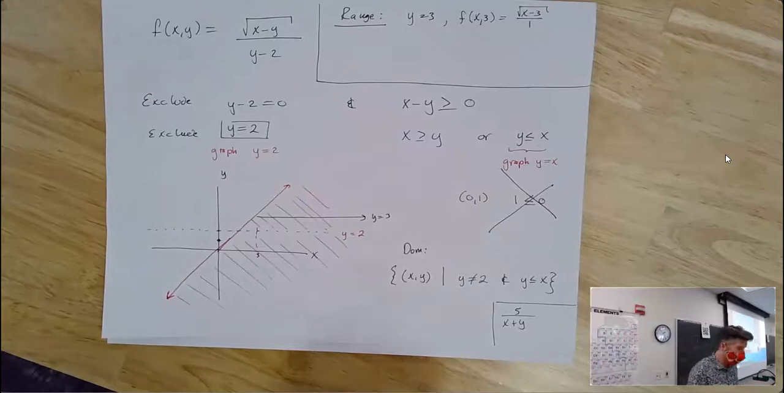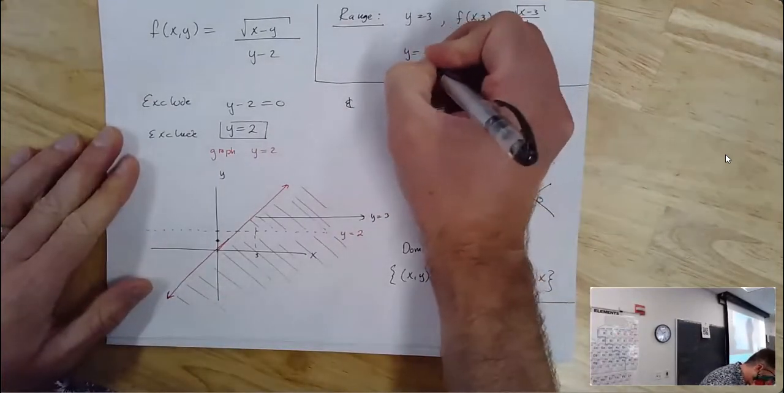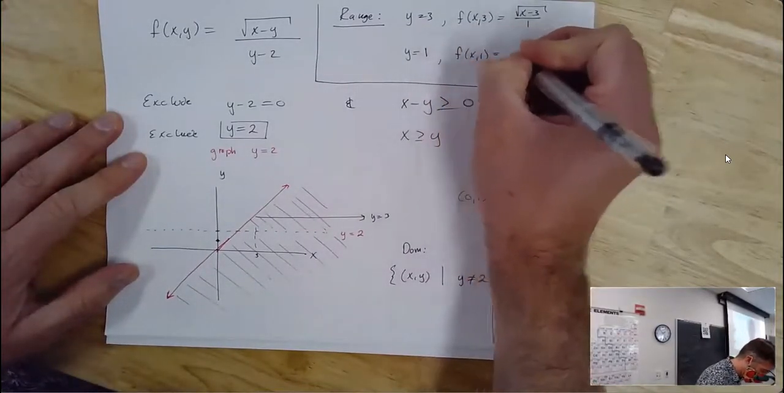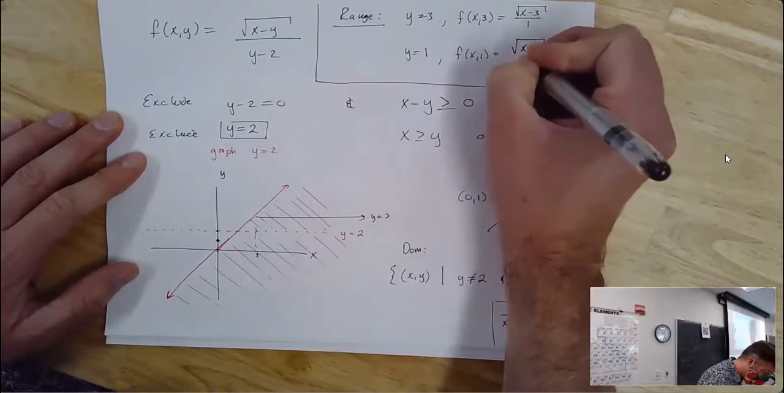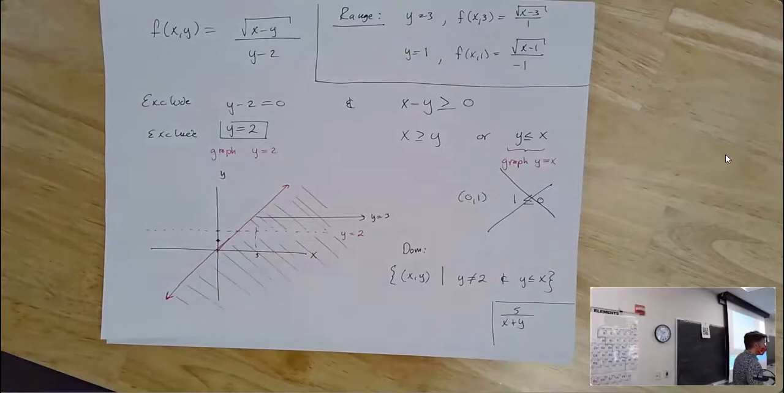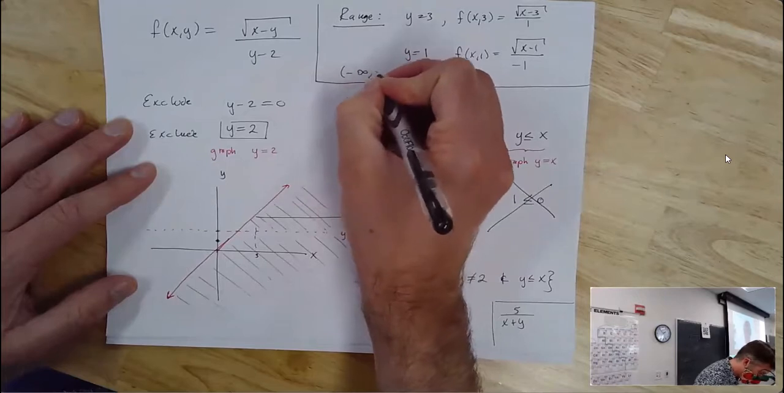And if we pick another convenient value for y, like y equal to 1, then we get f of x comma 1 equal to the square root of x minus 1 over negative 1. Now, in the same sort of way, we can get every possible negative output because the top can be any possible positive number or 0, and we're dividing by negative 1. So to me, this is how I'm showing to myself, oh yeah, the range can literally be anything.